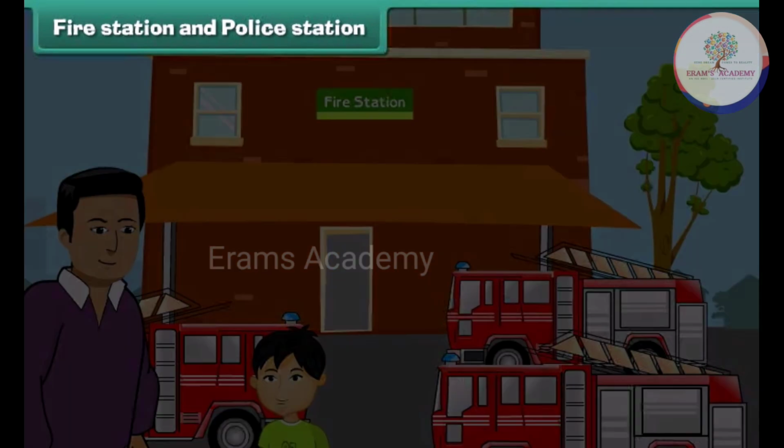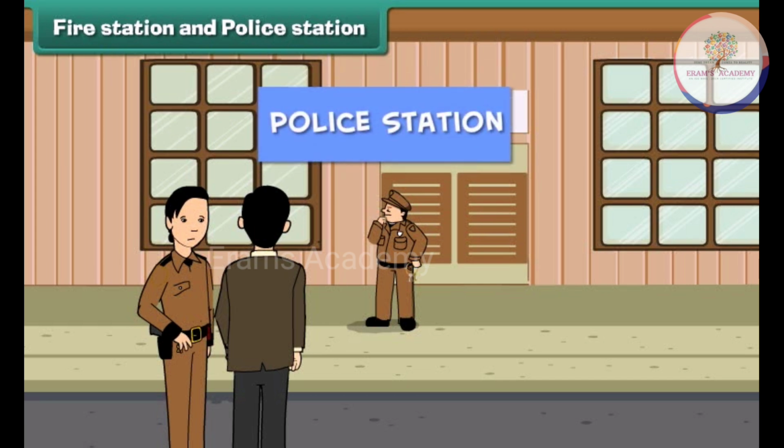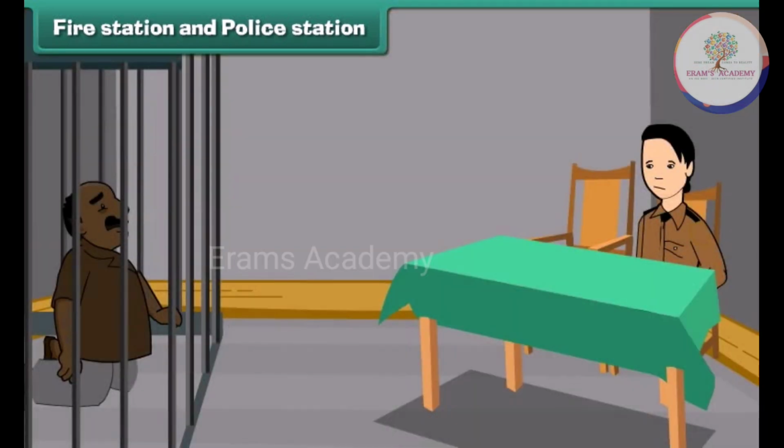Look, Dad, here are some policemen standing. What is this building? Oh, that's a police station. The police officers help people by maintaining the law and order in the city. They watch wrongdoers and put them in jail.